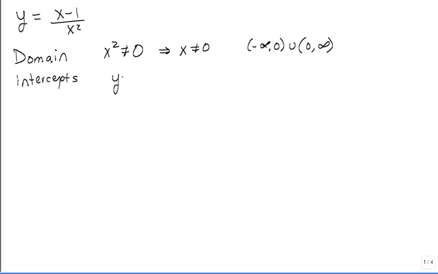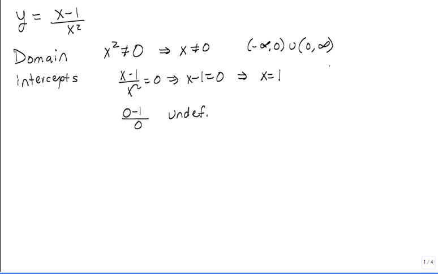Our intercepts: if I set y equal to 0, remember when you set a fraction equal to 0, you only set the numerator equal to 0. 0 over anything is 0. So that's x equals 1. And if I plug in 0, it's undefined. So this tells me that (1, 0) is the x-intercept, and there's no y-intercept.